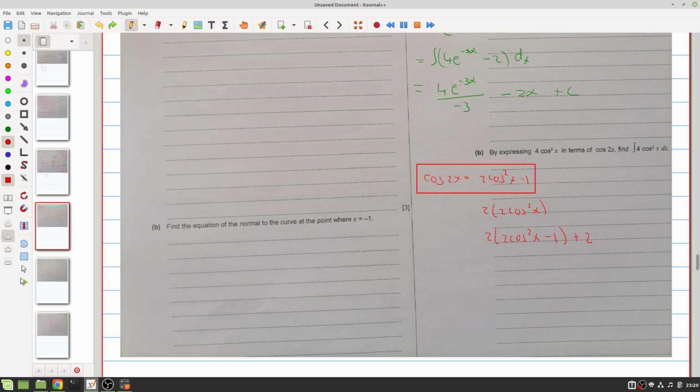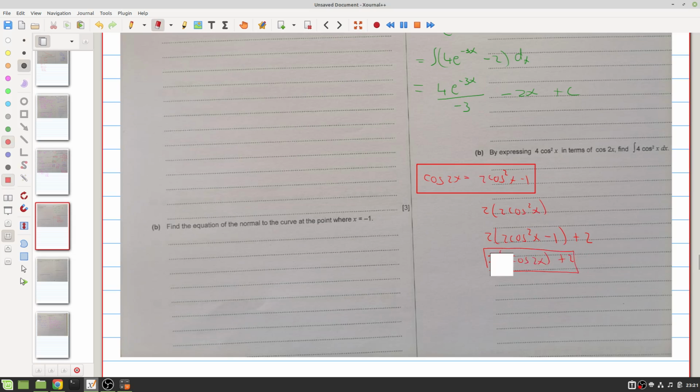Okay, good. So now we have rewritten it. So 2 cos squared x minus 1 is the same as cos 2x, right, plus 2. So now we have rewritten this in the form of that. This whole thing is the same as 4 cos squared x. We didn't change anything, we just rewrote it in a different form.